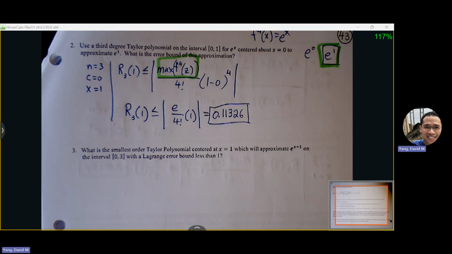We're doing practice problems. Skip number 3. We're going to practice problem number 1.